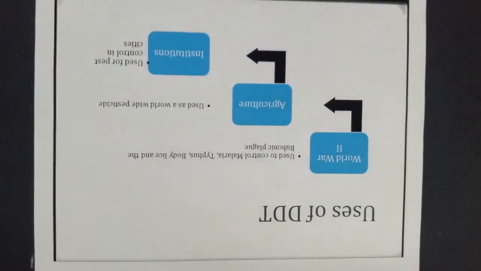DDT was first synthesized in 1874 and was used with great success in the second half of World War II to control malaria, typhus, body lice, and the bubonic plague among troops. After the war, DDT was made available for use as an agricultural pesticide, causing production to skyrocket to a worldwide market. Due to DDT being so cheap to manufacture and effective, it quickly took over the market, even being used in buildings for pest control.